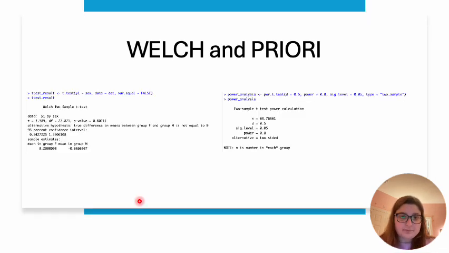Okay. Next here, we're looking at two different kinds of t-test. So this one here is the Welch t-test, and this is the priori t-test. So first I'm going to discuss this Welch test. The Welch t-test is a two-sample location test, which is used to test the null hypothesis that two populations have equal means.